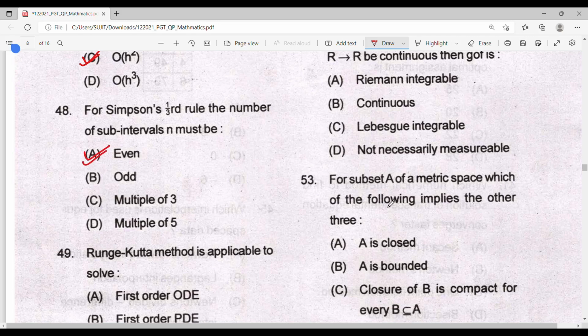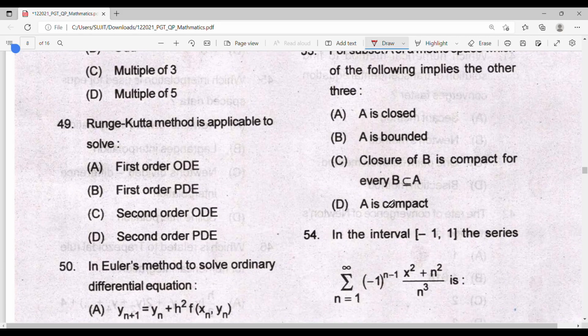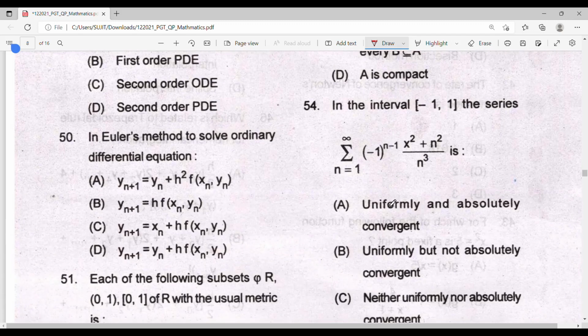Now come to 49. The question asks that the Runge-Kutta method is applicable to solve first order ODE only. And now come to 50. Here, in Euler's method to solve an ordinary differential equation, which one is the formula? In this case, option D is correct: yn plus 1 equal to yn plus h into f of xn comma yn. This is the formula for Euler method, nothing else. If you remember this, you can solve it easily.